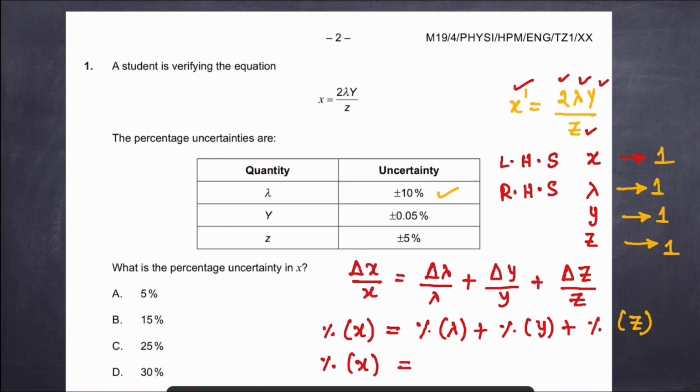So when you add this up, we will be getting that the percentage uncertainty in x will be plus minus 15.005%. Over here 0.05 is negligible, and we will neglect this. So the ultimate percentage error in x will be plus minus 15%. This is the rounded percentage error. So the correct option to your question number 1 will be option number C.